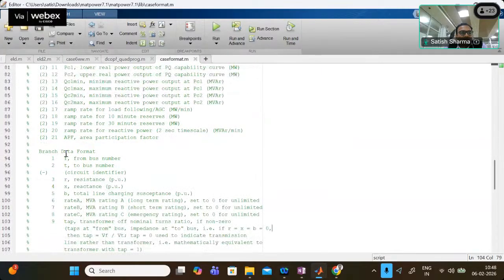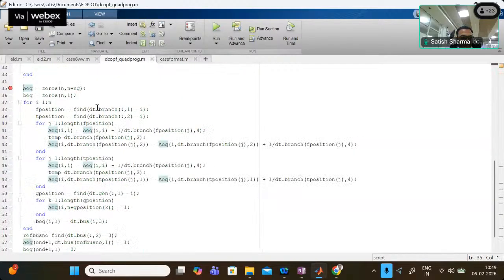In the branch data, we used the first column and second column. The first column is the from bus number, the second column is the to bus number, so we used them to identify branches. Then there is the reactance, and it is in per unit. So your units are not matching. We have to convert everything into per unit first of all.